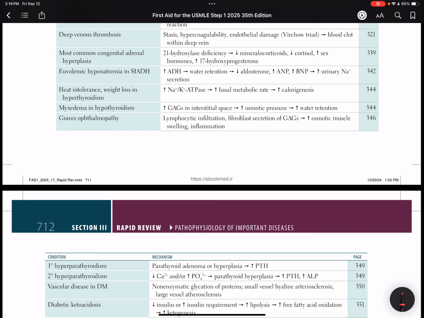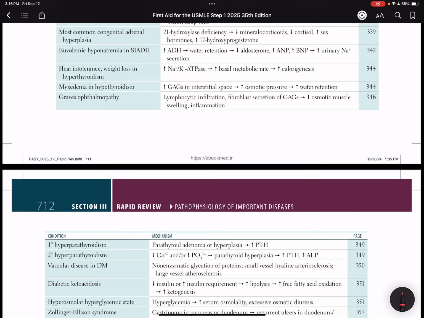What causes euvolemic hyponatremia in SIADH? SIADH, very common, very high yield. You will see increased antidiuretic hormone. ADH causes water retention. This leads to decreased aldosterone. You also see increased atrial natriuretic peptide, ANP, and increase in BNP, brain natriuretic peptide. This leads to increased urinary sodium secretion.